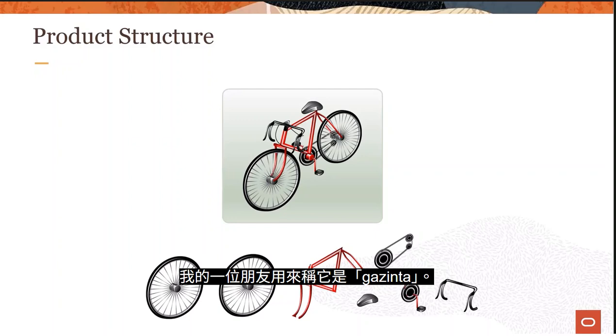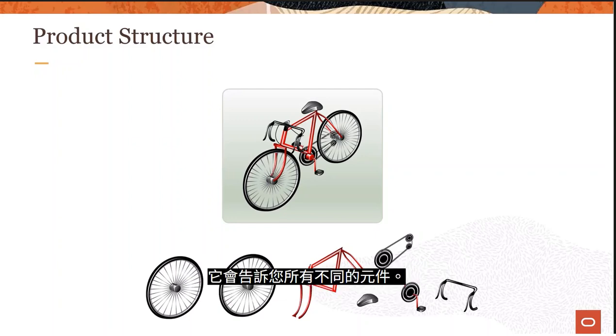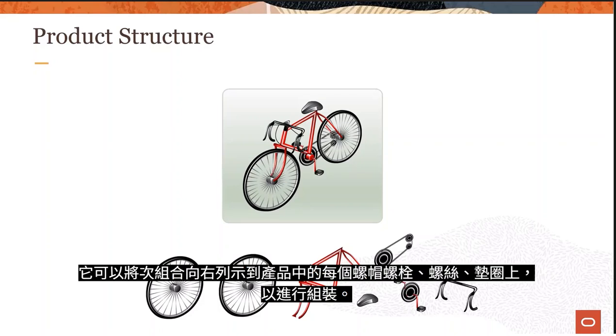One of my friends used to call it a gazinta. It shows you what goes into what. It tells you all the different components. It can list sub-assemblies right down to every nut, bolt, screw, washer that goes into the product to make it.